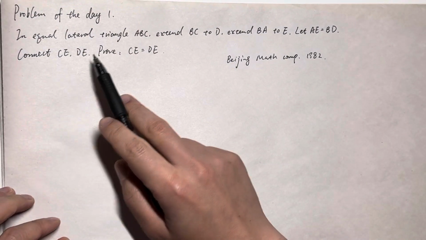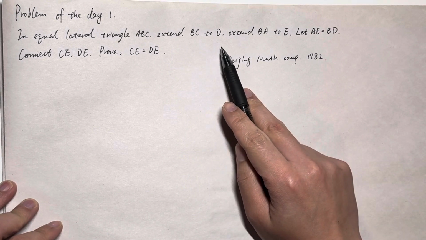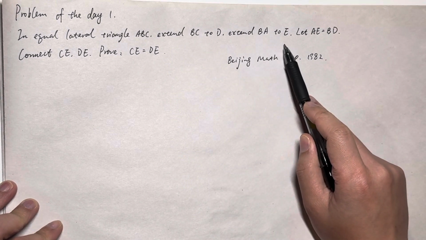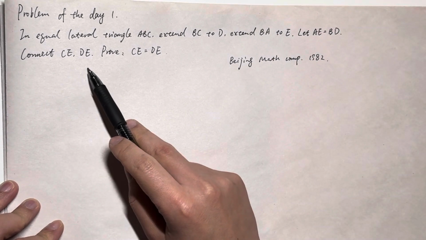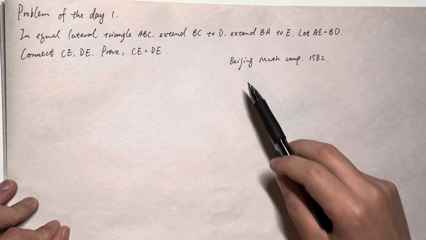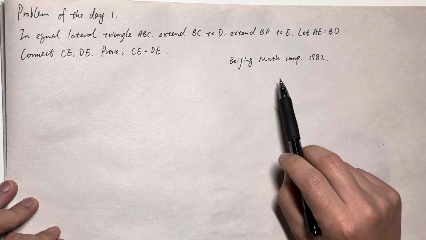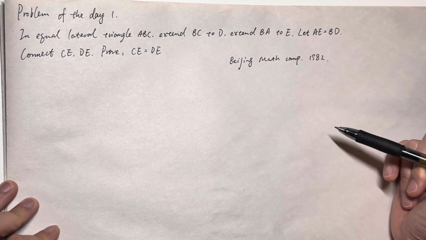In equilateral triangle ABC, extend BC to D, extend BA to E. Let AE equal BD. Connect CE, DE. Prove that CE equals DE. This is a problem from the Beijing mathematics competition in 1982.